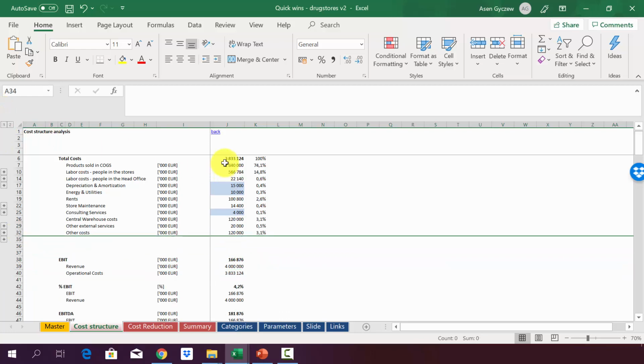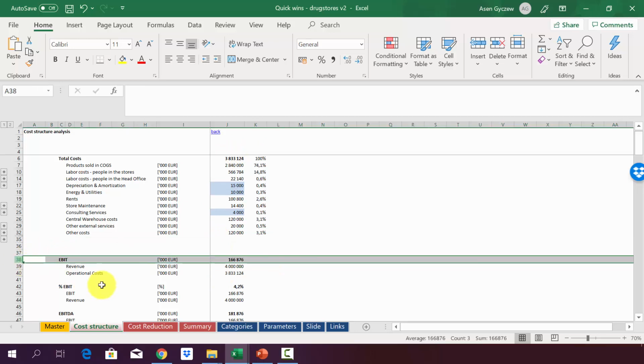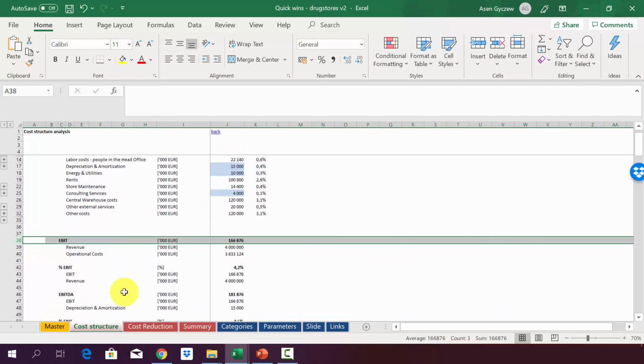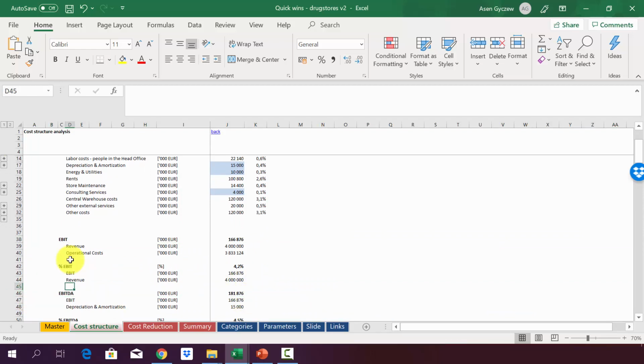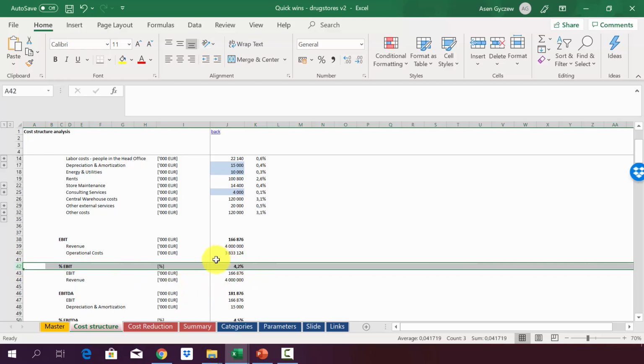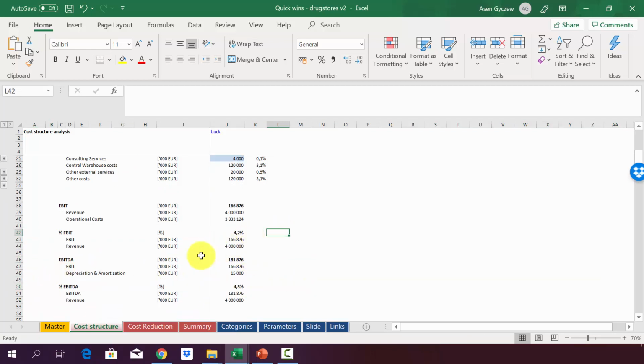So this gives us 3.8 billion of total costs. Thanks to that, we estimate the EBIT, which is 166 million, and the EBITDA in row 46. Obviously, we can also have them expressed as a percentage. So EBIT expressed as a percentage of revenue is 4.2, and then EBITDA is 4.5. And we're going to try to increase the EBITDA and EBIT using certain projects aiming at cost reduction. But this obviously we're going to do in the next lecture.